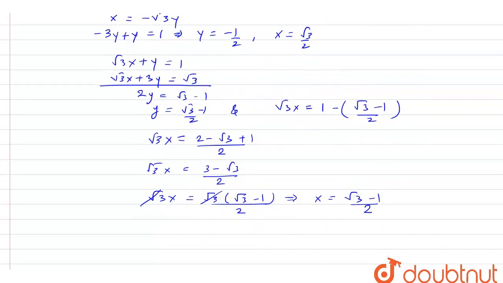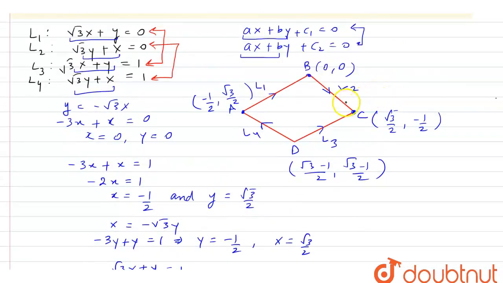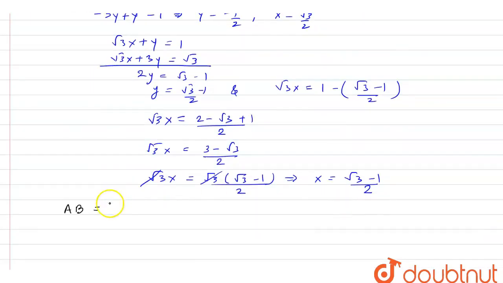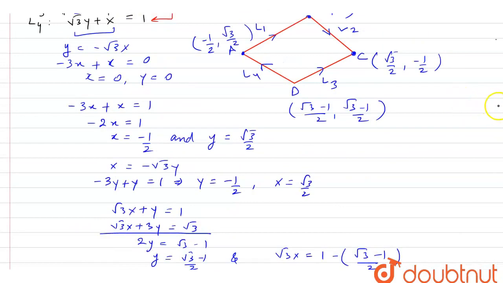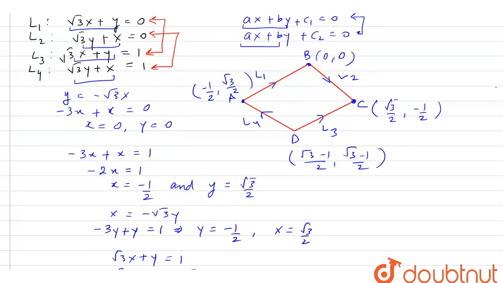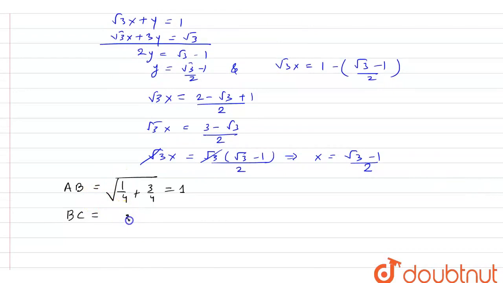Now we need to prove that this forms a rhombus. For this, let's find the distance between point A and point B. By using the distance formula, I can say this is root of 1 by 4 plus 3 by 4, and we have 4 by 4, that is 1. Now let's find the distance BC. On calculating the distance BC, you will get root 3 by 2 square and 1 by 2 square, that is again 3 by 4 plus 1 by 4 under root, and we have it as 1.